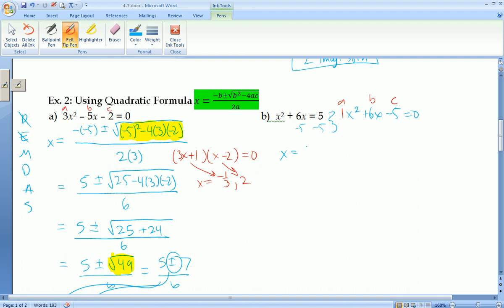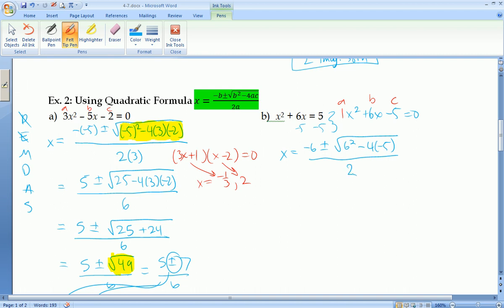So we have negative 6 plus or minus the square root of 6 squared. And when you do this out, you can just kind of multiply it in your head. 6 squared, 36. I already know that. Minus 4 times 1. You really don't have to write the 1 at all. Times negative 5, okay? Everything divided by 2 times 1. You don't even need to write the 1, okay?